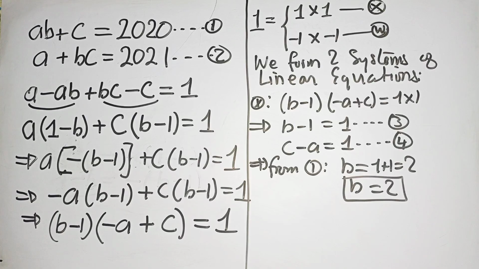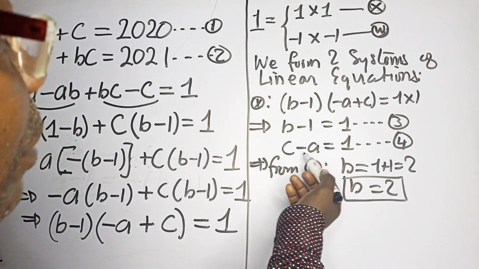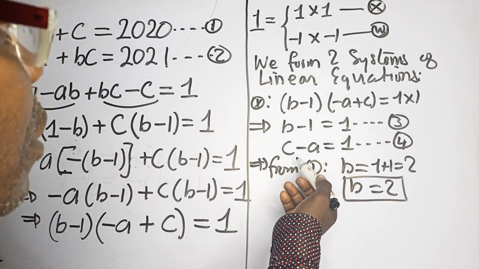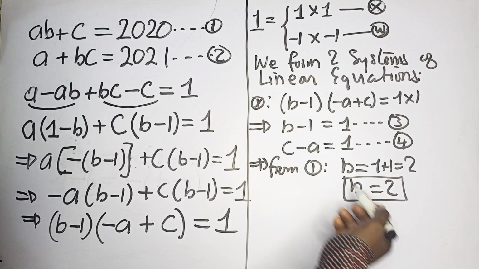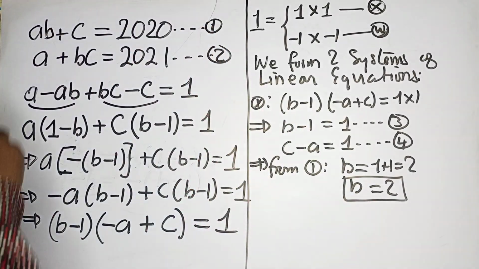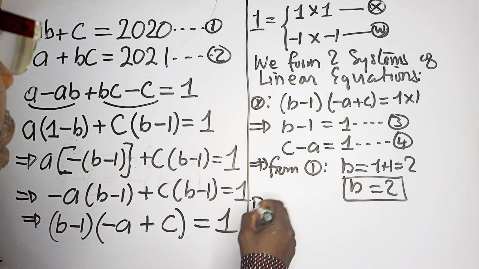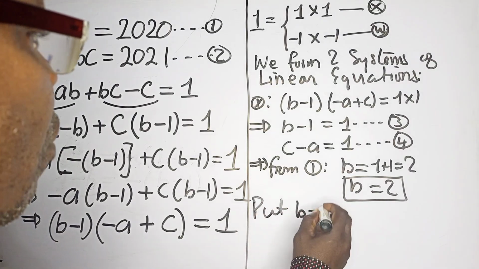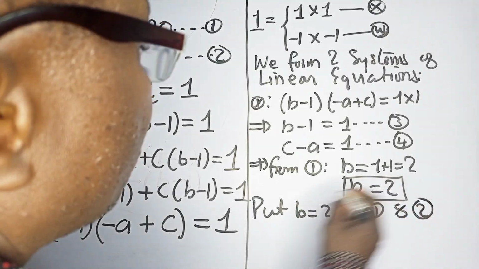Then we obtain the value of b. So we cannot substitute here in equation 4. But what we need to do is to take this value of b and go to equation 1 and equation 2 and substitute it there. In equation 1 and equation 2, we're going to obtain another system of equations, this time in terms of a and c, since we know the value of b. So put b equals 2 in equation 1 and equation 2.